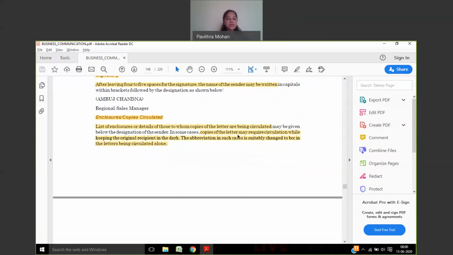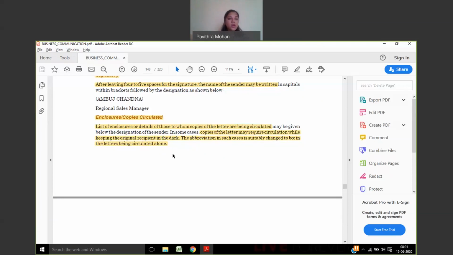Copies of the letter may require circulation while keeping the original recipient in the dark. Here there are certain requirements where the document has to be circulated to multiple people. Maybe I got it from the income tax department, but this information needs to be provided to MCA as well. Why? Because the financials are filed with MCA as well as with the income tax department. If that is the case, I can send one hard copy to the income tax department and a photocopy of the same information to the MCA department as well.